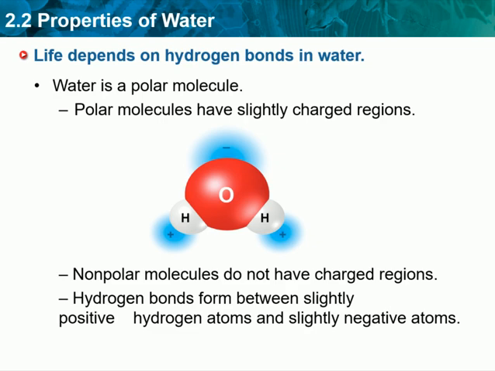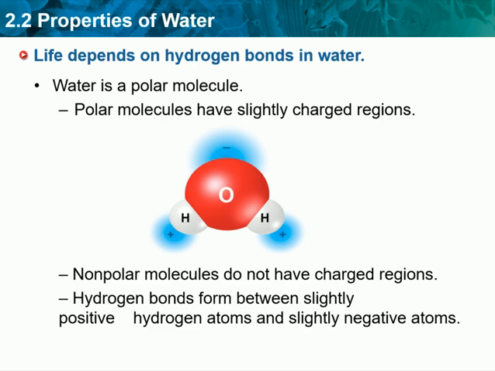In a molecule of water, the oxygen nucleus, with its 8 protons, attracts the shared electrons more strongly than do the hydrogen nuclei, with only 1 proton each. The oxygen atom gains a small negative charge, and the hydrogen atoms gain a small positive charge. Other molecules, called nonpolar molecules, do not have these charged regions. The atoms in nonpolar molecules share electrons more equally.